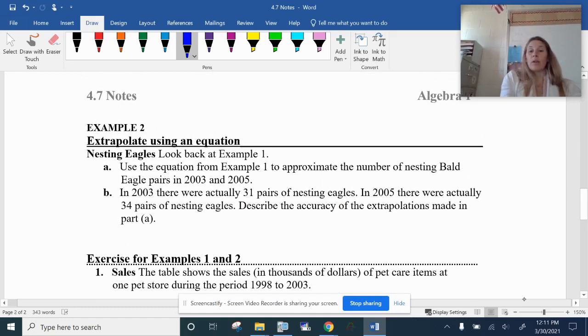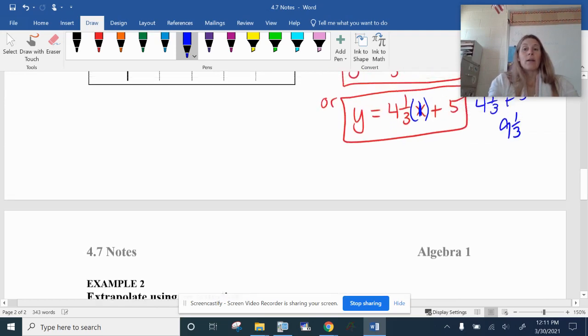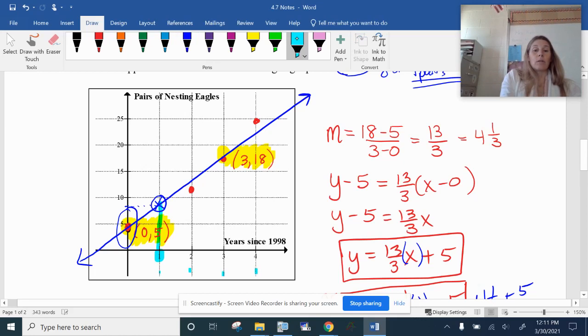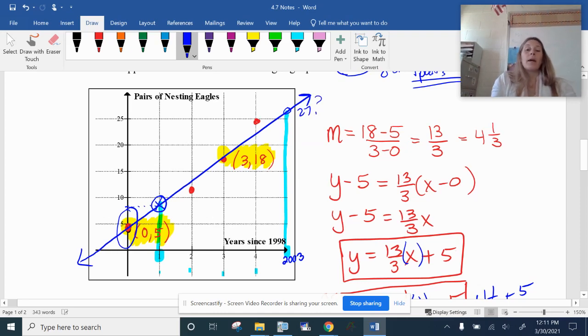So using the same equation, we came up with an example 1. We're going to approximate the number of nesting bald eagles in 2003 and 2005. Now, you could potentially use your graph. So 2003, if this is 99, 2000, 2001, 2002, 2003 should be right around here. So you might be able to estimate that one using your graph, following it up. And I'm going to say it looks like maybe it's like 27 or something. But 2005 is way off our graph. So we're not going to be able to use the graph to make that prediction.